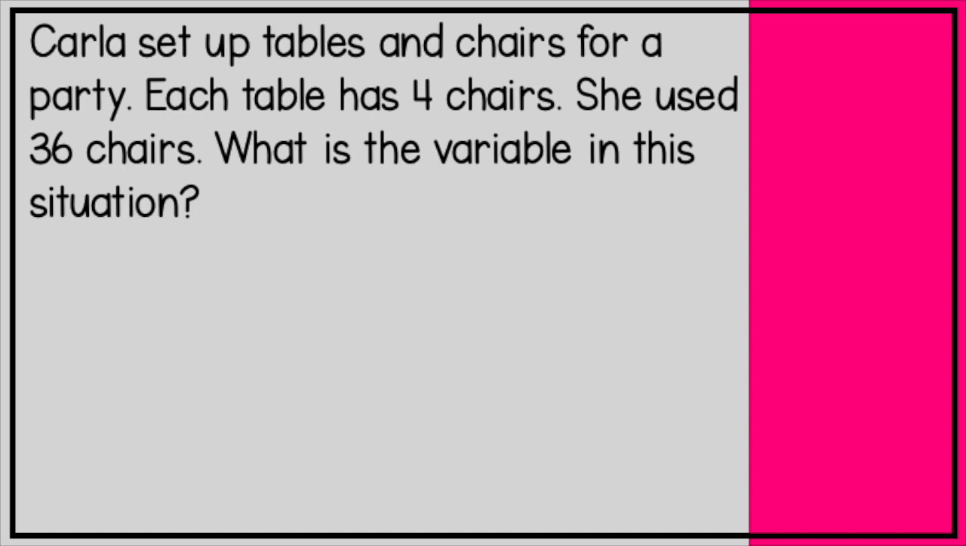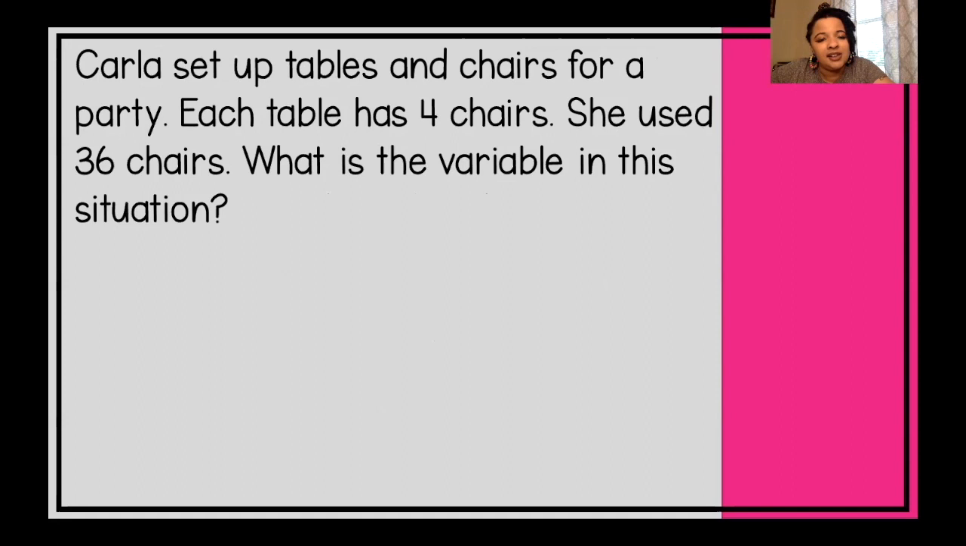Carla set up tables and chairs for a party. Each table has 4 chairs. She used 36 chairs. What is the variable in this situation? Next question. Carla set up tables and chairs for a party. Each table has 4 chairs. She used 36 chairs. What is the variable in this situation?